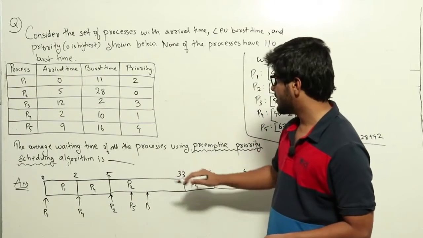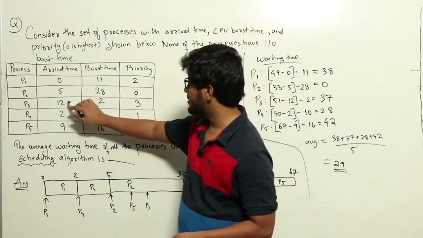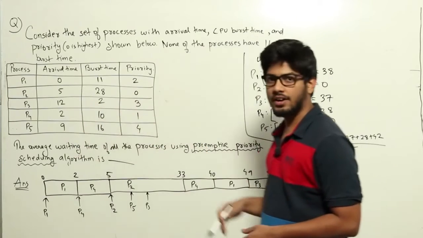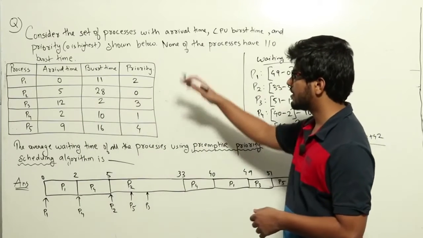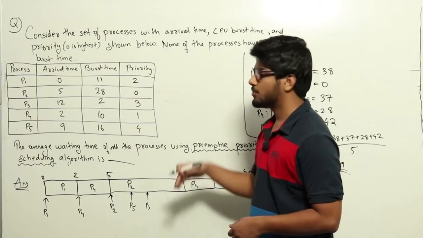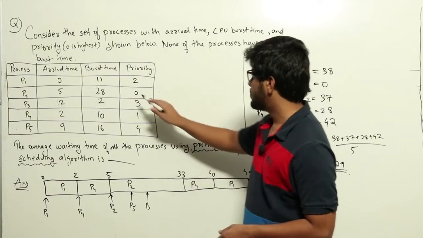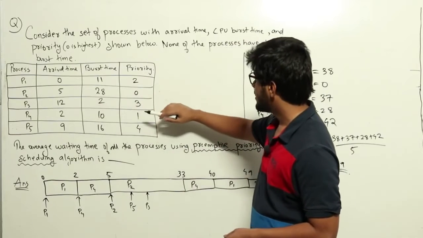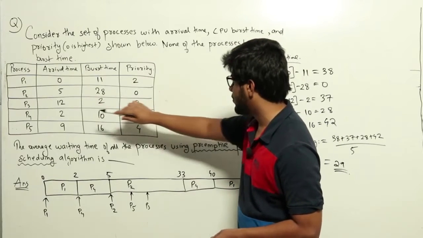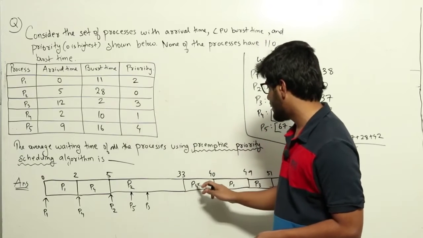Now at 33, when the time is 33, you can see P3 and P5 both will have arrived by now. So we can just look in the processes and choose the highest priority process and just run that. So P2 is over. After that, the process with the highest priority is P4 having priority 1. So we'll start running P4.